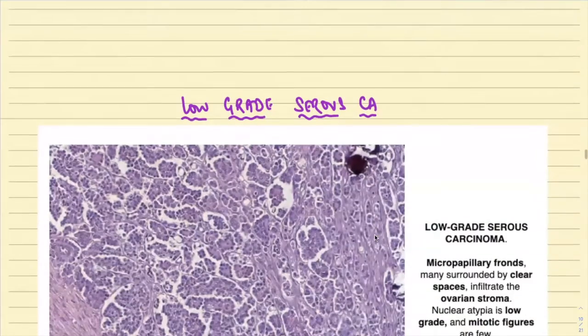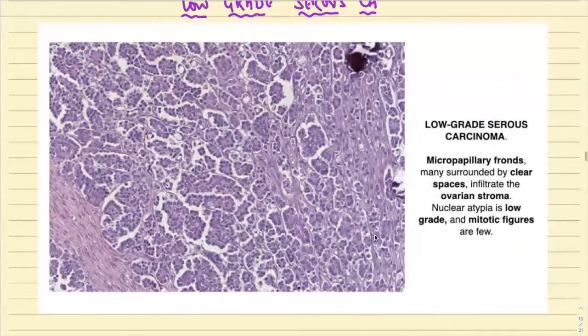Now we have the low-grade serous carcinoma. In low-grade serous carcinoma, invasion is 100% there. But what is very important, whatever papillae you see, these are very small papillae. These are called micropapillary fronts surrounded by clear spaces. So you can see certain clear spaces and multiple micropapillary fronts, which are the classical feature of low-grade serous carcinoma. Nuclear atypia is less as compared to the high-grade tumors, and the mitotic figures are few in this particular case.